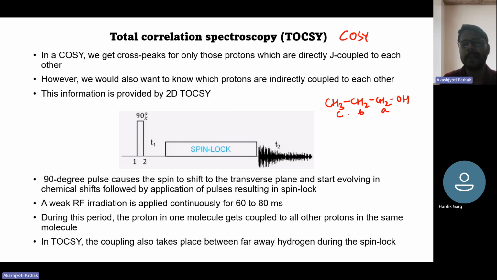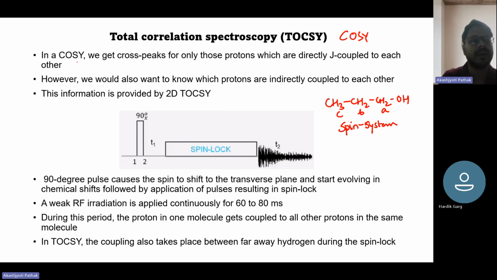So it is not directly coupled, but indirectly the A spin is coupled to the C spin, and likewise for any other methyl protons. It will give what is called a spin system. A proton in a molecule is coupled to which other protons in the same molecule, whether directly or indirectly coupled? All that information will be given by a TOCSY experiment.